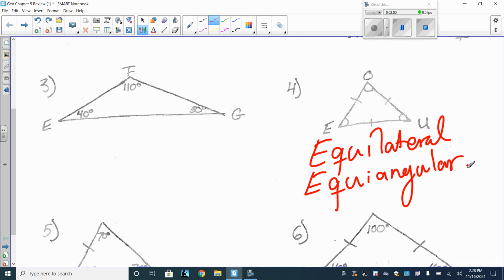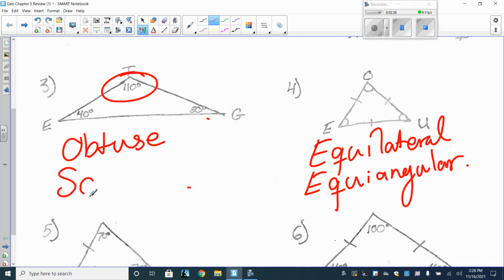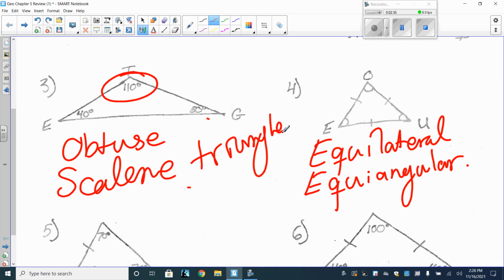Any other questions on 1 through 6 that y'all want to look at? So let's look at question number 3. So what do we know about the angles? Because it's obtuse, because one of the angles is greater than 90. What does scalene mean again? All sides are different.